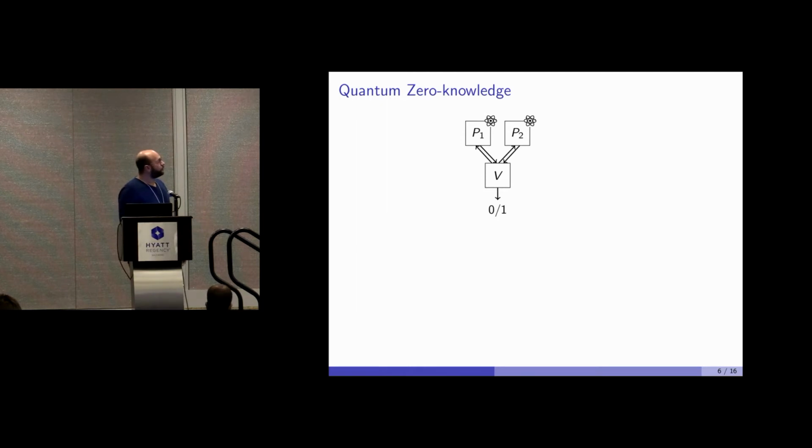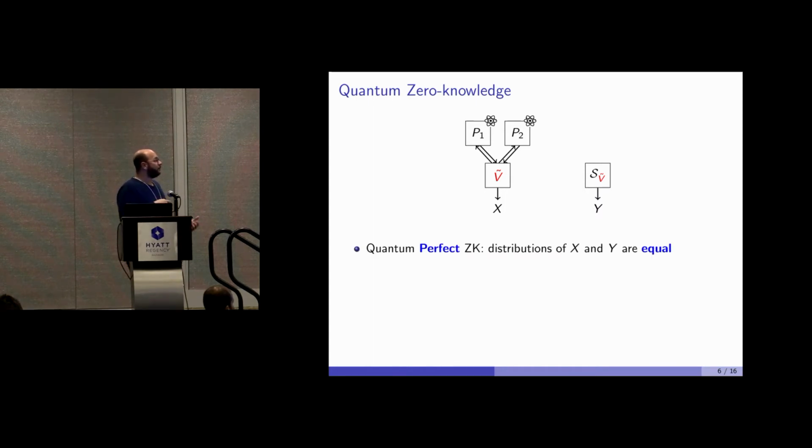And not surprisingly, we can define the same type of requirements. We want that this malicious verifier outputs some random variable x, and you say that the protocol is zero knowledge if there is some simulator that might depend on this verifier and outputs some value that has a distribution that's described by this random variable y. And we say that this protocol is quantum zero knowledge, again, if the distributions of these two variables are exactly the same. And here, I'm assuming that this verifier and this simulator are classical for simplicity, but we could also study the case where they're both quantum, but without loss of generality, I'm assuming that they are classical here.